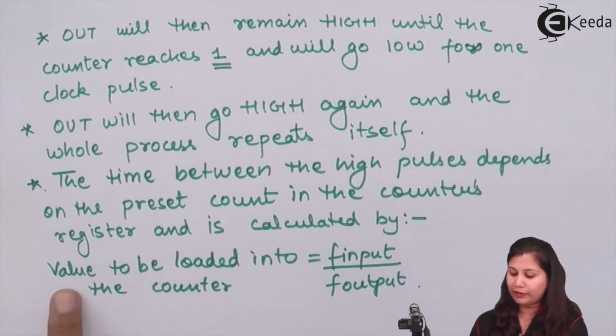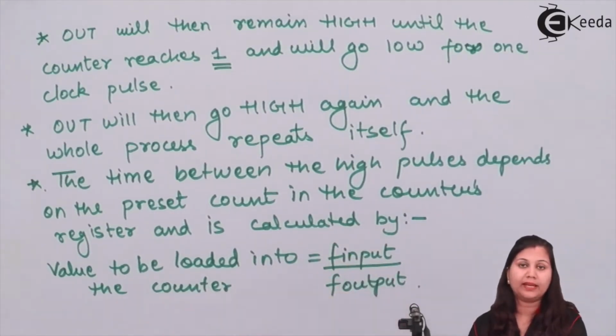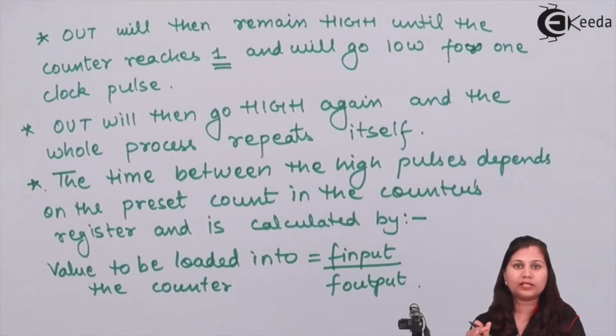And this time is calculated by the formula: the value to be loaded into the counter equals the input frequency divided by the output frequency. Means for what time period we want the out signal to be high and to be low. So for this F input and F output, we can calculate the value which is to be loaded into the counter. So in this way the signal is generated, or we can calculate the rate of the signal.